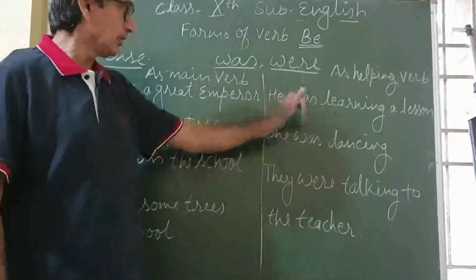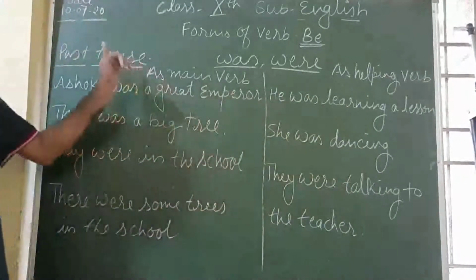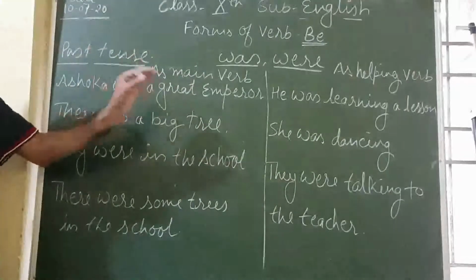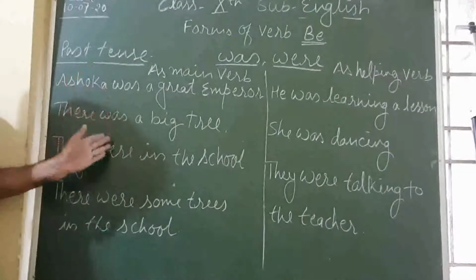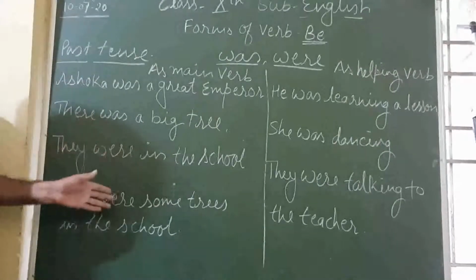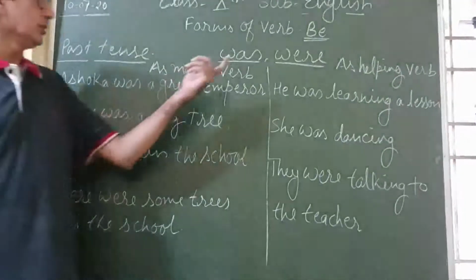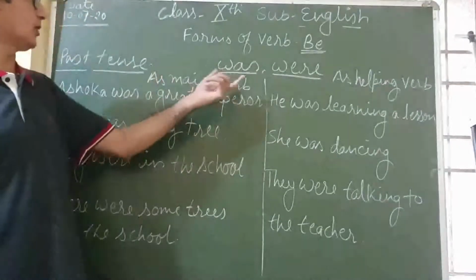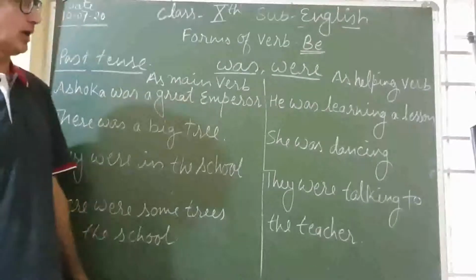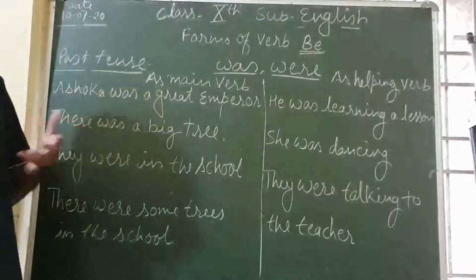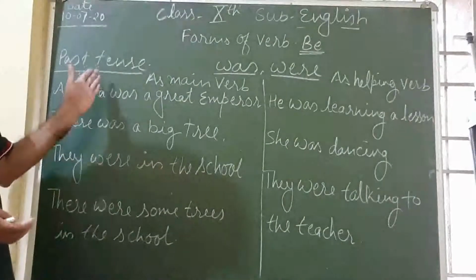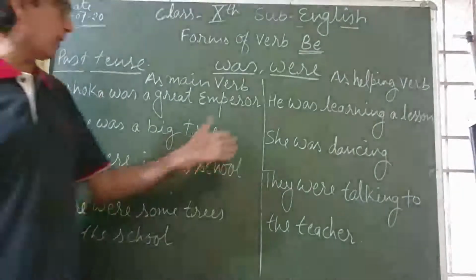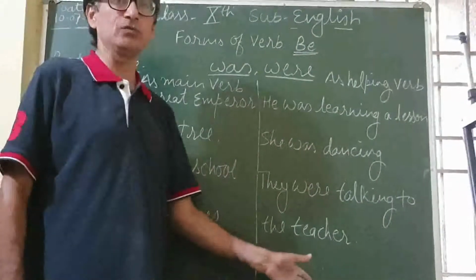So these sentences belong to past continuous tense, and these sentences have simple past. So here you noticed the use of the past tense forms of verb be, was and were. Likewise, you can construct other sentences also as main verb by using these two as main verb and by using these two as helping verb.